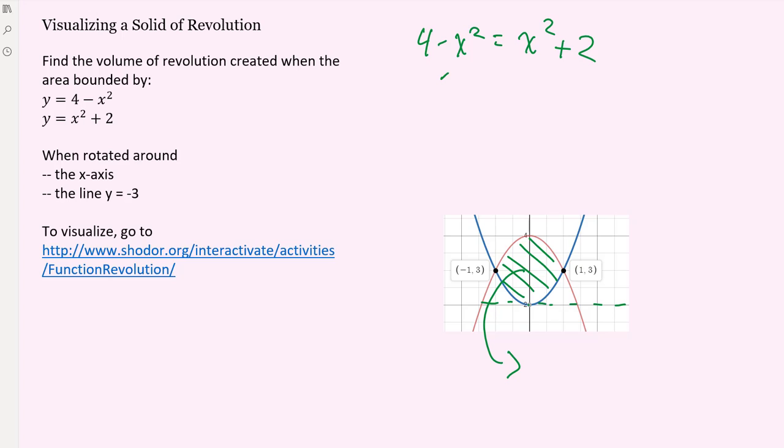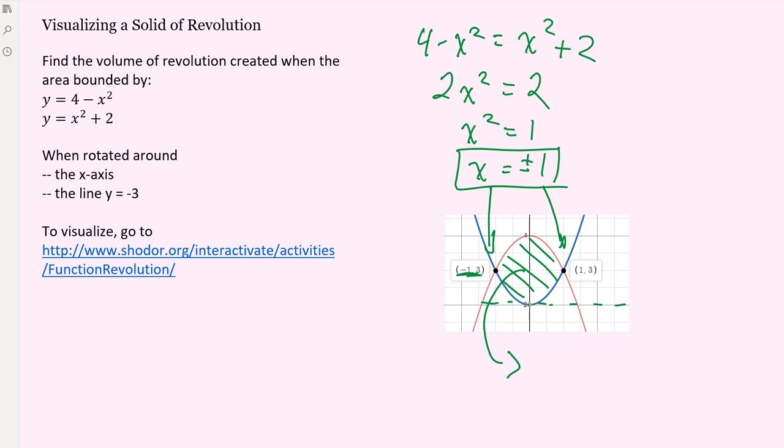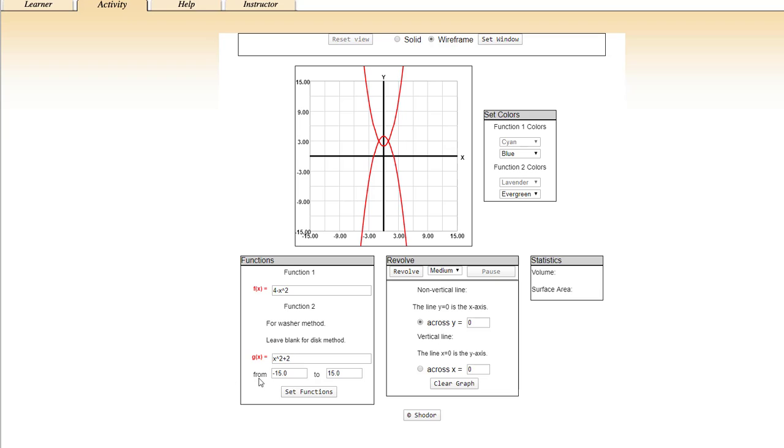When we rearrange those, we're going to get 2x squared equals 2. That leads us to x squared equals 1, or x equals plus or minus 1. Those are our points of intersection here and here. And as you can see, Desmos already showed us that those are our points of intersection. So let's go ahead and set here. This is going to set our points of intersection, -1 to 1. Okay, we set the function, and we see that, yes, indeed, that is now just that one single thing.